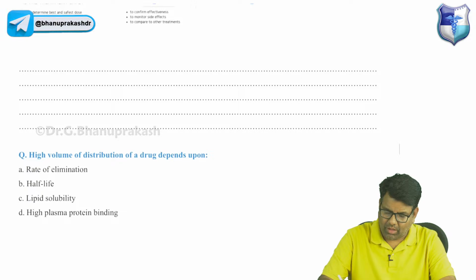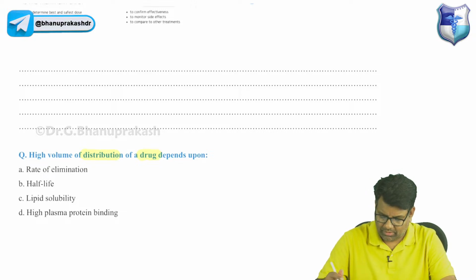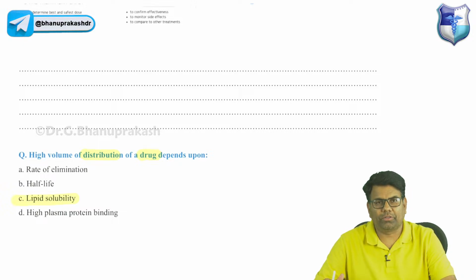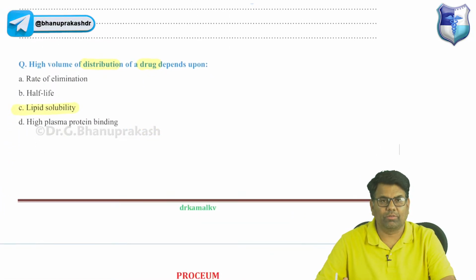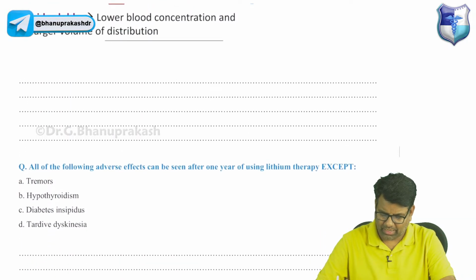Now, the high volume of distribution of a drug depends on lipid solubility. The more lipid soluble the drug, the more is the volume of distribution.